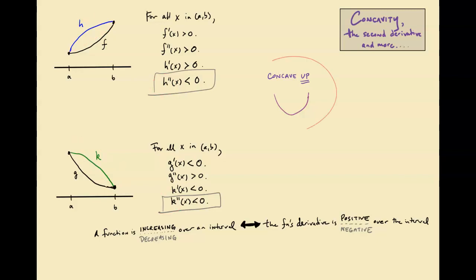Well, far from being concave up like a cup, those two are concave down like a frown. The graph of h looks like this part of the frown. The graph of k looks like this part of the frown. But they're both concave down. And it's the same story.